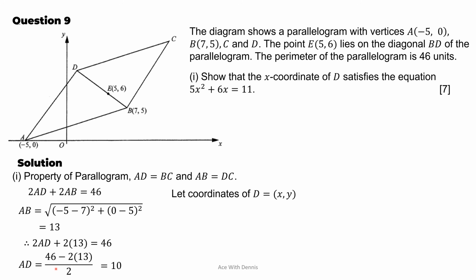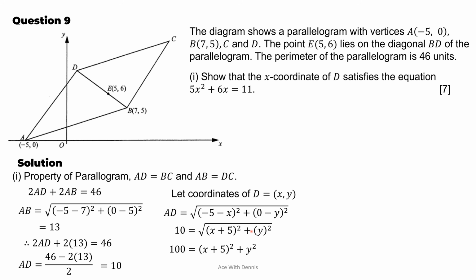Next, let the coordinates of D be (x, y). So the length of AD equals the square root of ((-5 - x) squared plus (0 - y) squared). Alright, we already calculated the value of AD to be 10, equals the square root of ((x+5) squared plus y squared). Then we square both sides to get rid of the square root here, and the equation becomes 100 equals (x+5) squared plus y squared.